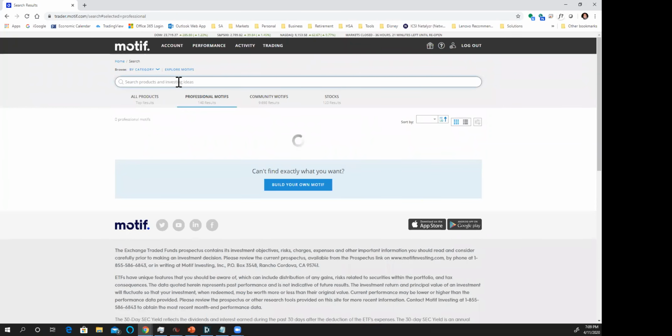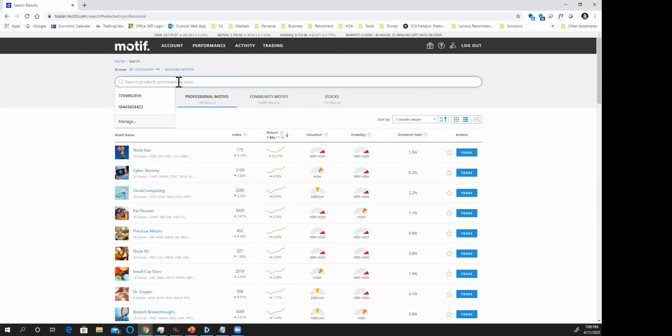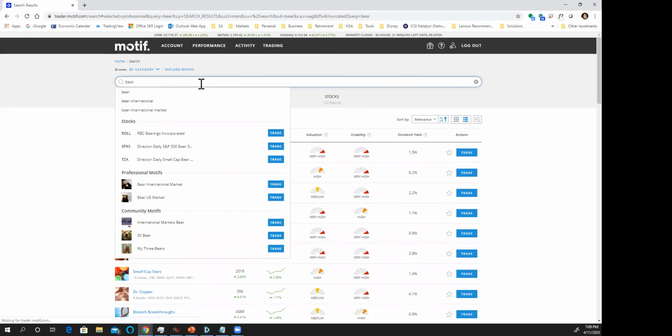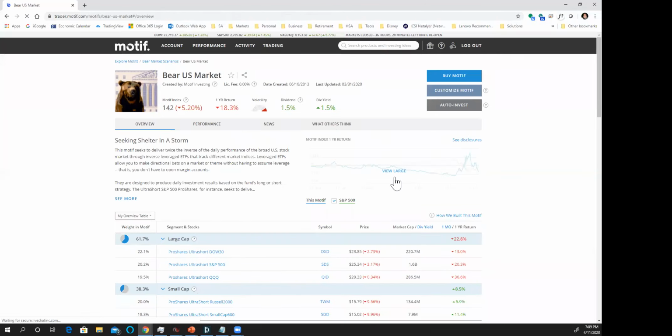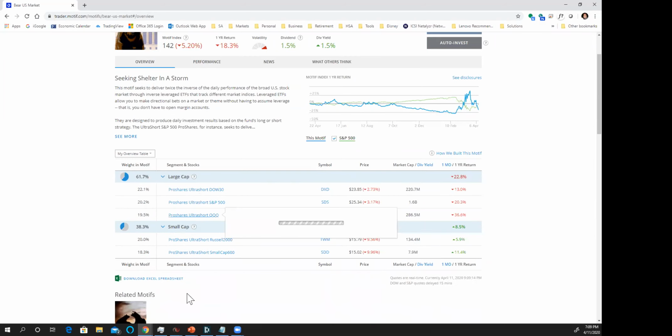Gas is one that it really picked up recently, but if we look for bear markets, you see the bear US market. Yep. These are motifs that are already built by the company Motif. A basket. So you can get out of long positions and jump into a US market motif that is built by the company. And here are the ones that they have.